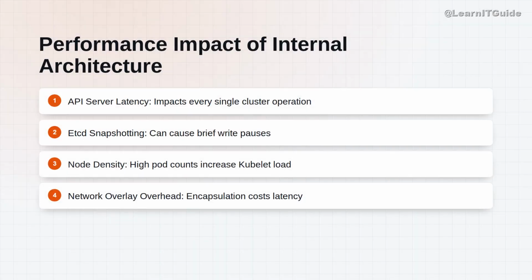What does this mean for your code? The internal architecture has real performance consequences. API server latency slows down everything. etcd snapshotting can cause brief write pauses during heavy traffic. Node density increases the CPU load on your kubelets, and network overlay overhead adds milliseconds to every single internal service call. If you are building high-frequency trading or low-latency streaming services, you must account for these overheads in your architecture design.